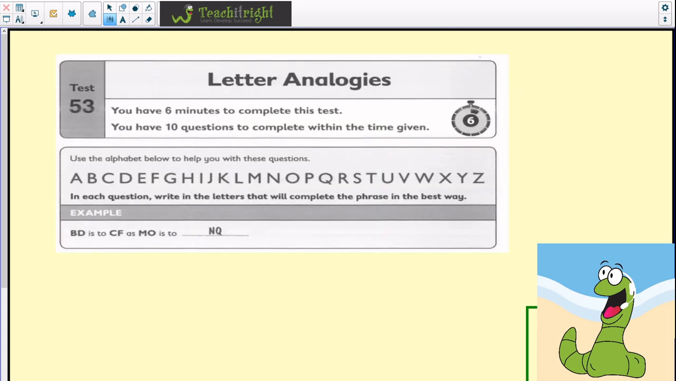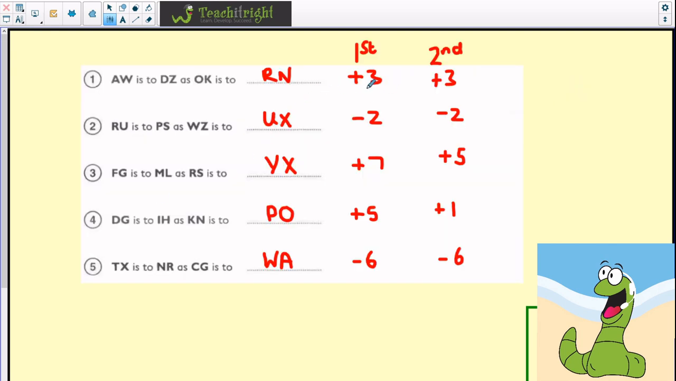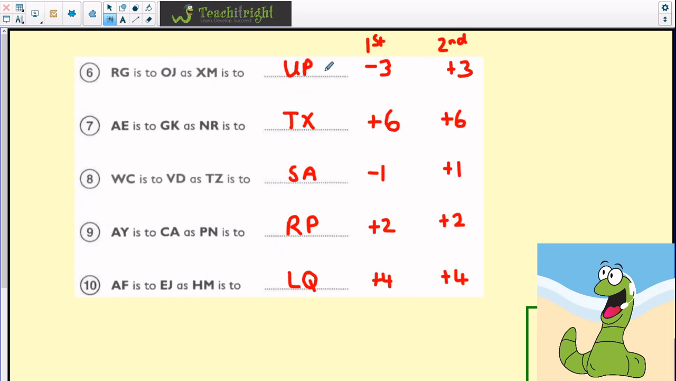So this is test 53. I'll just double check in my particular book to make sure that I send you to the right page. And these are on page 59. Page 59. So again, what we've done is we've given you the amount of jumps down the side. So RN, UX, YX, PO, WA. Then we've got UP, TX, SA, RP, and then LQ.